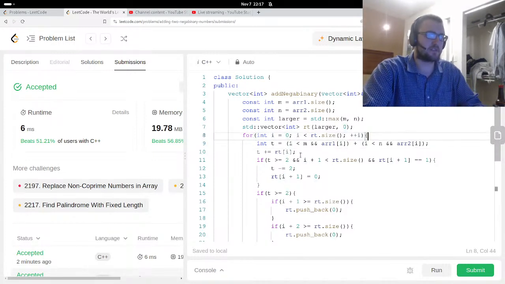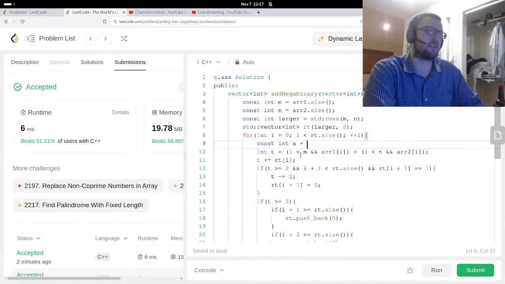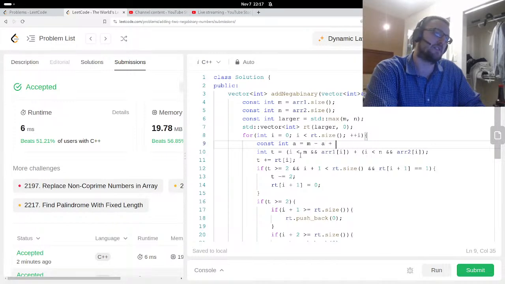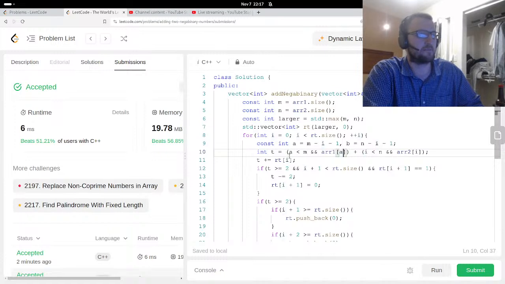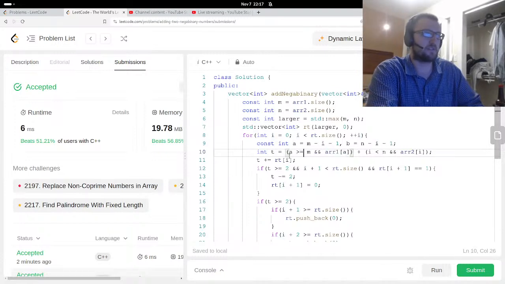These would now be, so A, we'll call it A, is M minus A or I, and B would be n minus I, something like that. Minus 1. So when I is 0, it's going to be, and then it'll be like A is less than M, or is greater than or equal to 0, rather. B is greater than or equal to 0. Something like this.